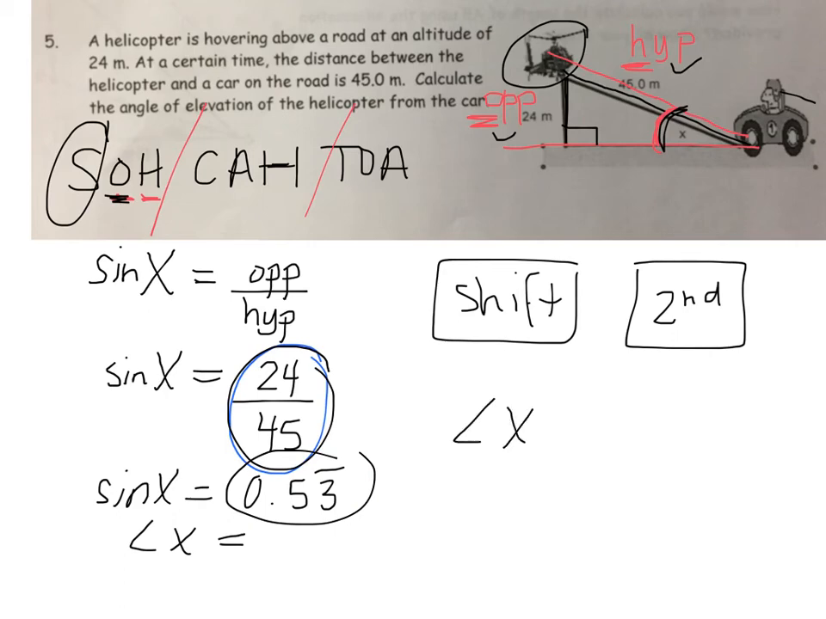Angle X is equal to approximately how many degrees? Nearest degree? 32 degrees. So the angle of elevation is 32 degrees.